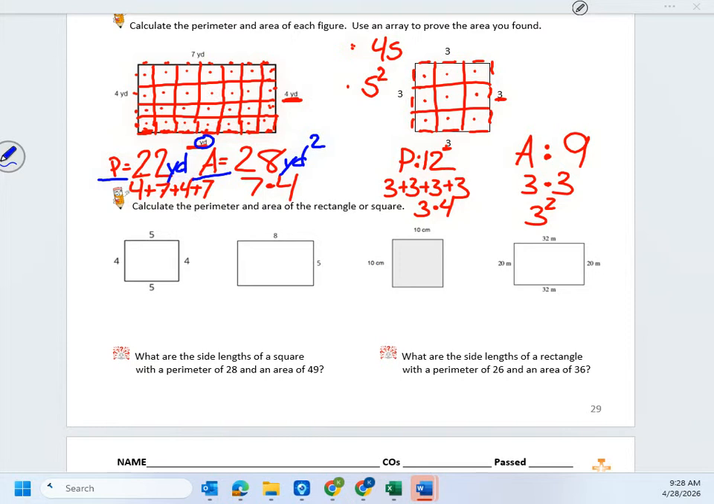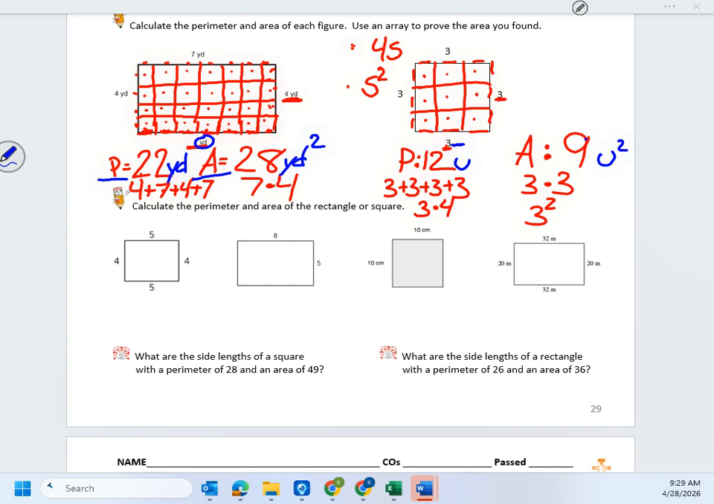Over here, they don't give us a measurement, so you can just call it a unit or a unit squared, but we don't ever put the square on the number. We wouldn't say 9 squared, because that's 81. We would say 9 units squared. If you're not given a unit and you just give me 12 as an answer, that's fine.